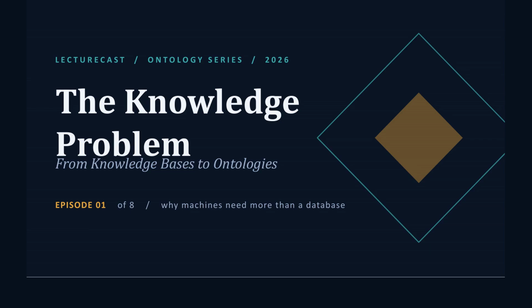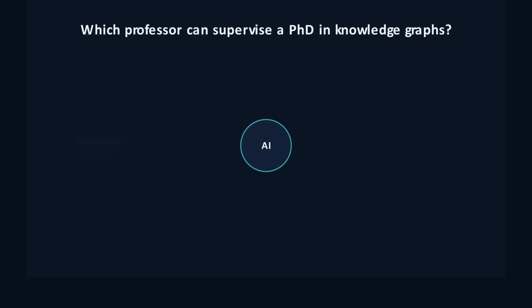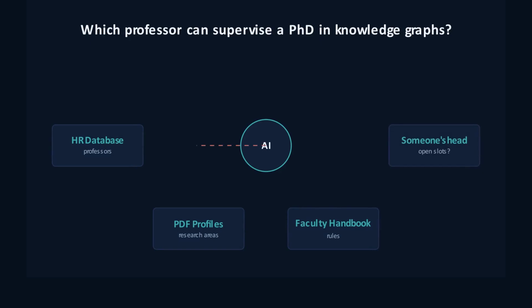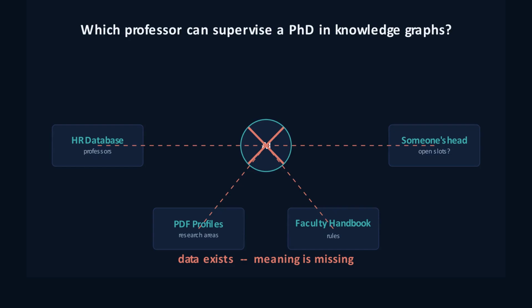So let us begin with a question that sounds far too easy to be interesting, and then watch it quietly fall apart. Imagine you run a university, and you ask your computer system one simple thing. Which of our professors can supervise a new PhD student in knowledge graphs? To you and me, that is almost trivial. But watch what the machine has to do.